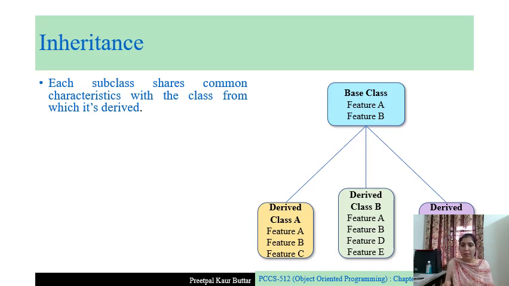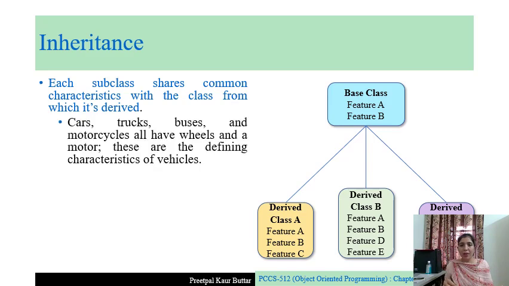Suppose the base class contains features A and B. All the derived classes, the classes which are derived or inherited from this base class, will possess the features of the base class, that is feature A and feature B. Derived classes A, B and C all contain features A and B, but they also contain their own features.